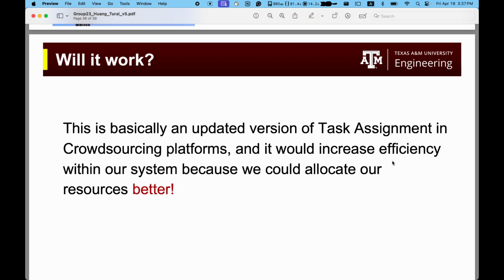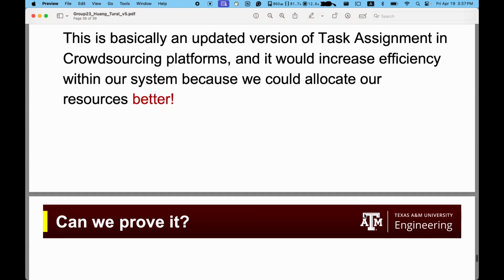So how do we know if it'll work? Well, this is very close to the concept of task assignment in crowdsourcing platforms. And in our paper, it is actually proved that federated learning with fairness improves task assignment in crowdsourcing platforms. So our algorithm for Amazon stores would be very close to this concept, which would increase efficiency within our system and allocate our resources better.